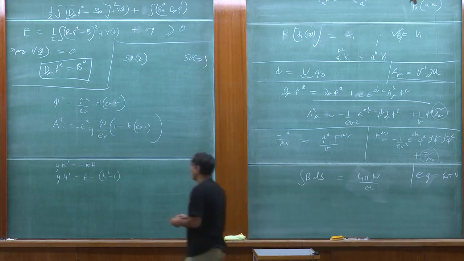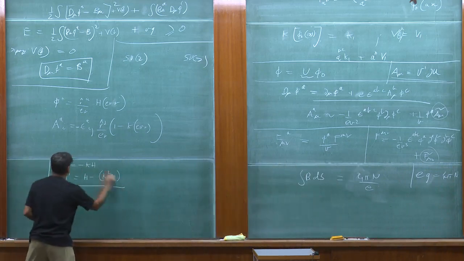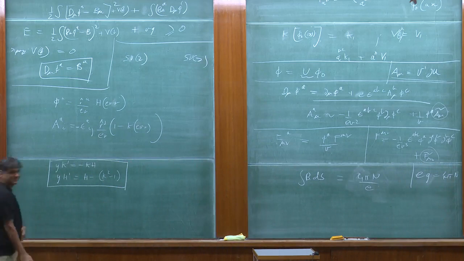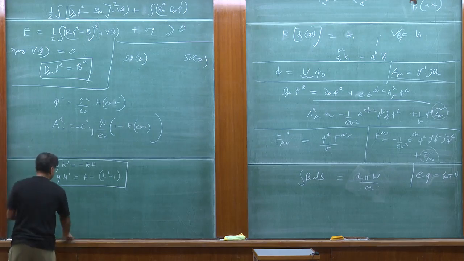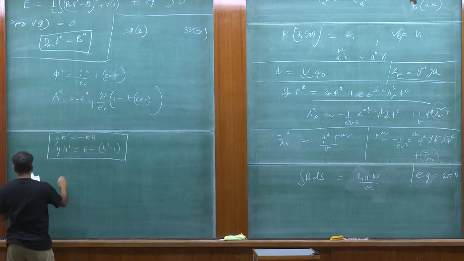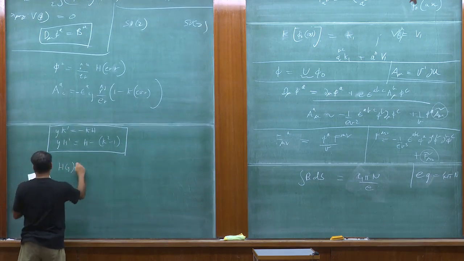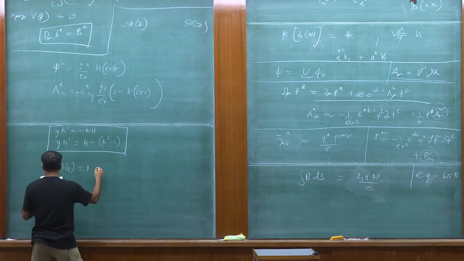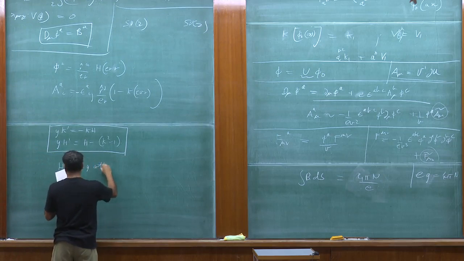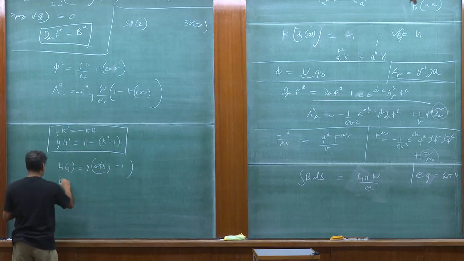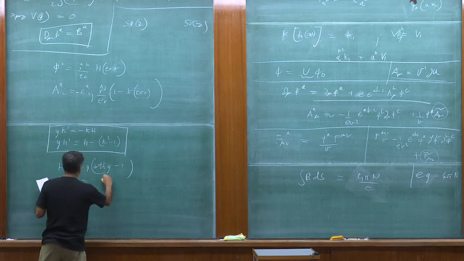Now these are ordinary differential equations of functions with one variable. And you might suspect that you can solve them, and you can if you work hard enough. And the solutions are remarkably simple. Solutions are h of y is equal to y coth y minus 1, and k of y is equal to y by sinh y.